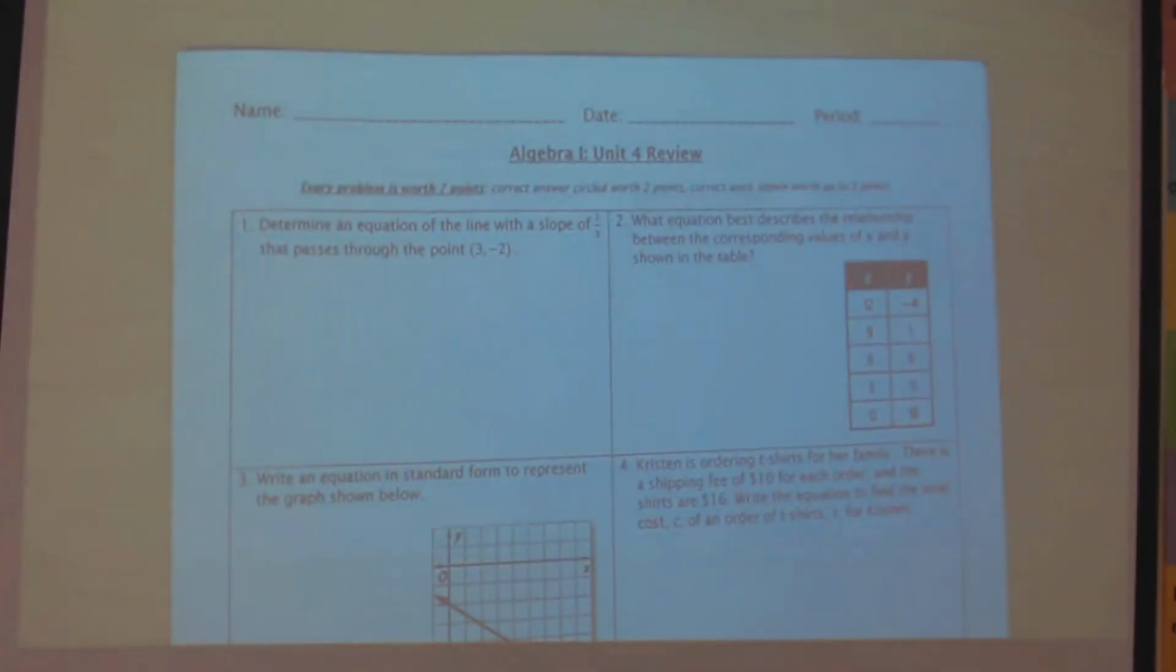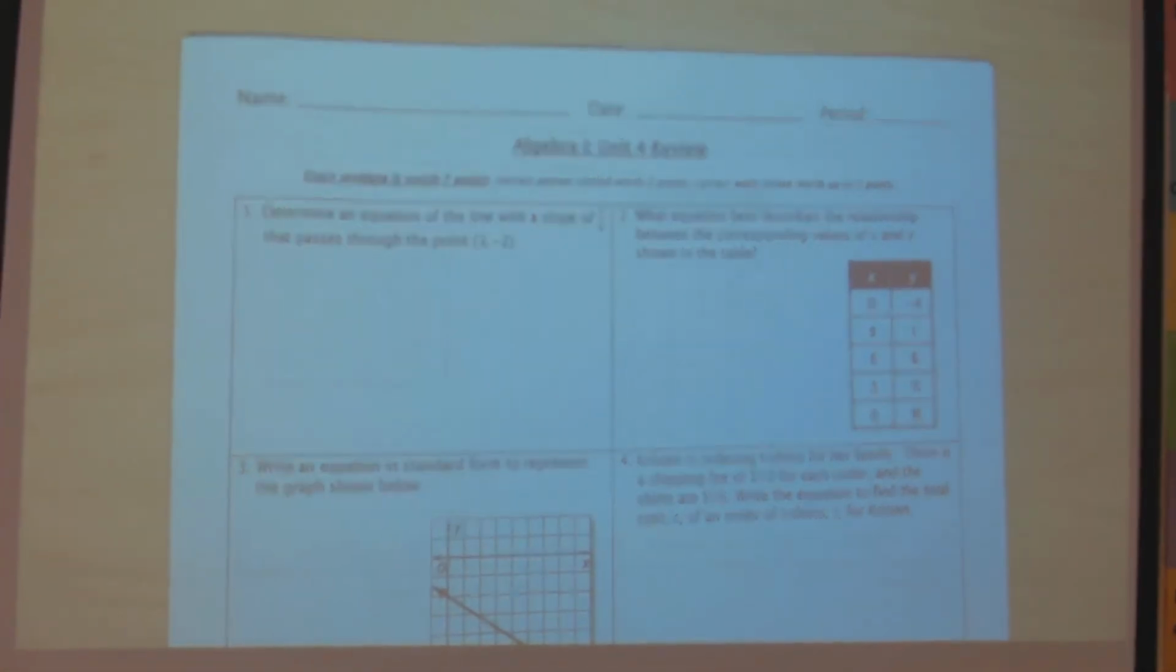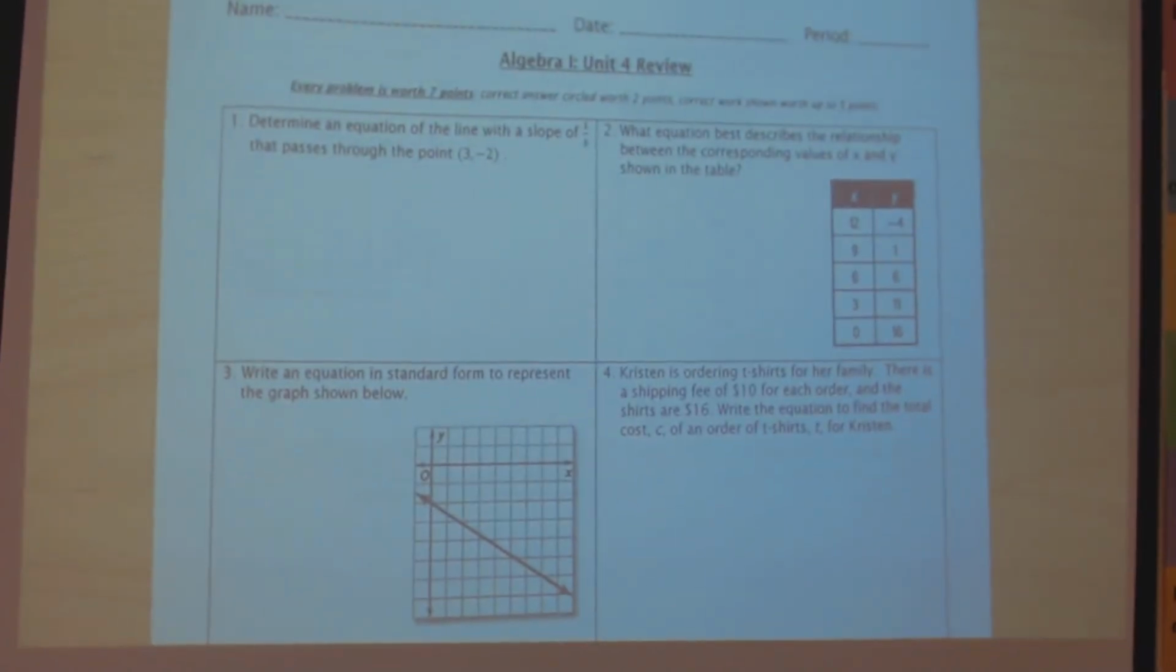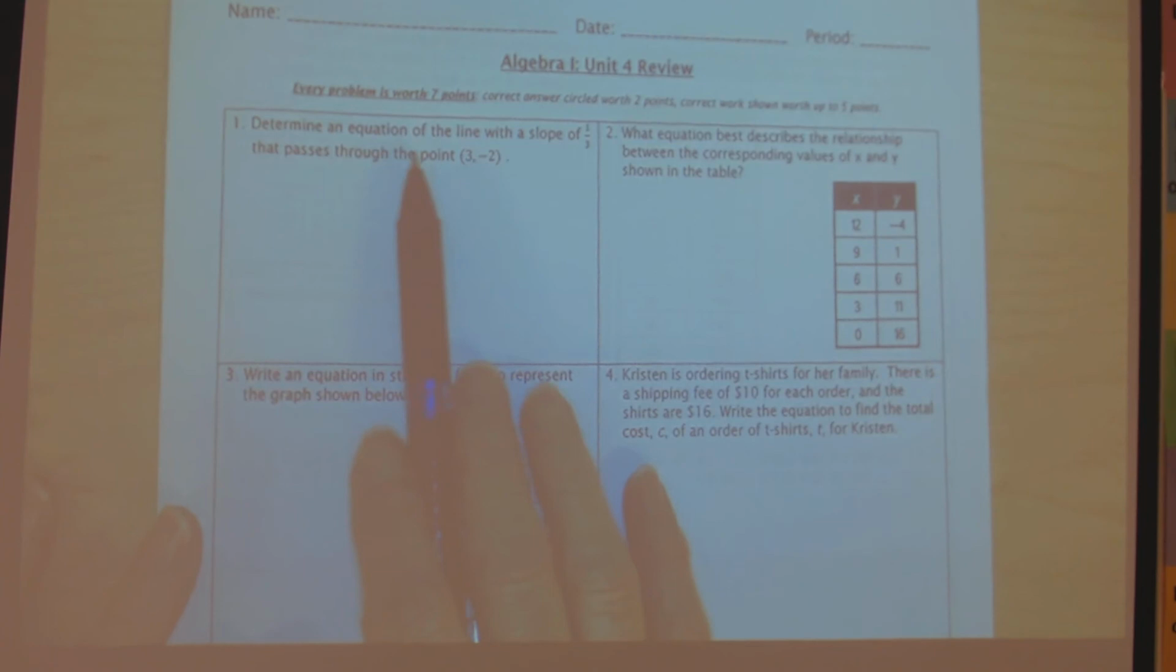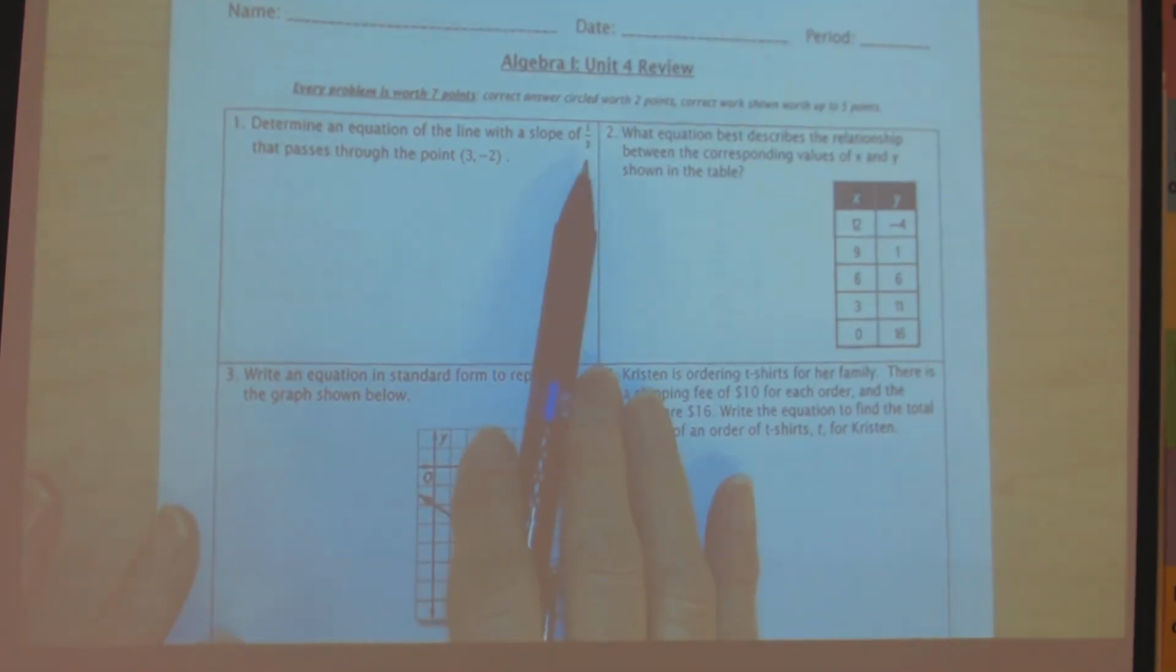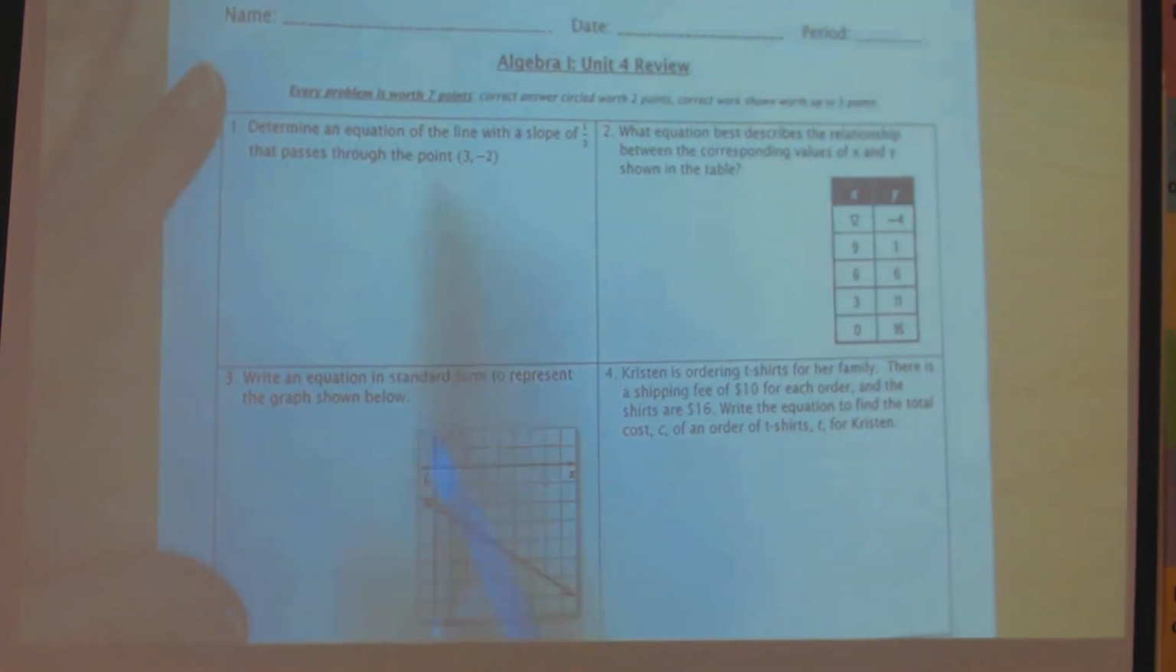This will be our first video for the Unit 4 review for Algebra 1. So let's go ahead and get started. Here we have our first question asking us to determine the equation of a line that has this particular slope and passes through this point.